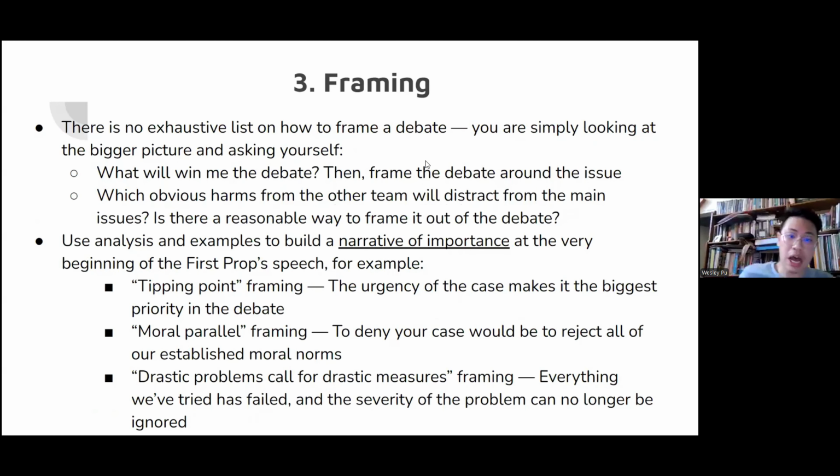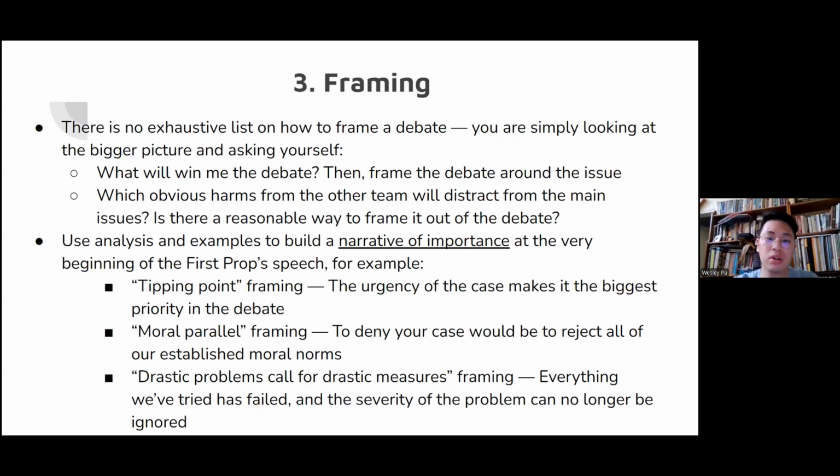There is no exhaustive list as to how to frame the debate. All you're doing in framing is looking at a bigger picture and asking yourself, what will win me the debate? And then you frame the issue around that. For example, if you're talking about "This house supports progressive taxation policy," which means poor people get taxed less than rich people, ask yourself what will win you the debate. Probably on Gov, it's your ability to say that poor people get protected. So the debate gets framed around the issue that these poor people are the most important people, because they don't have money, cannot access opportunities, cannot access food and water, cannot access basic needs. That's why they're important. And then you frame the debate around the issue. Because with this policy we're able to help the poor people, that's how we win the debate.